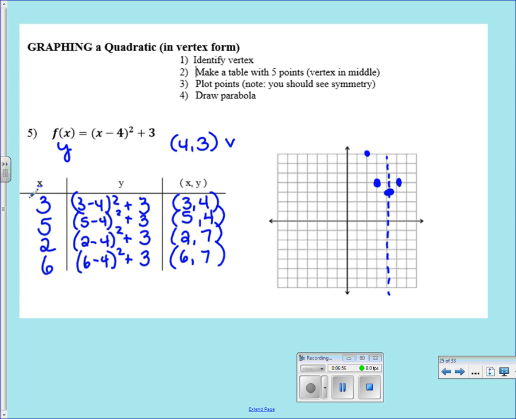That's the thing about going 1 to the left, 1 to the right, and then 2 to the left and 2 to the right, because you can use symmetry and you won't have to plug it in all these times. And there's my parabola. There's my 5 points. So it looks pretty nice.